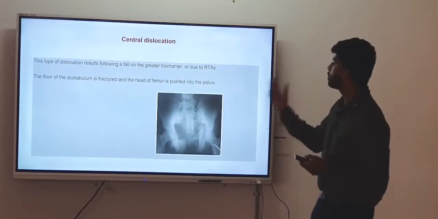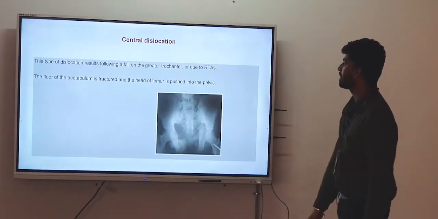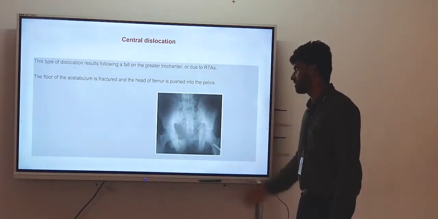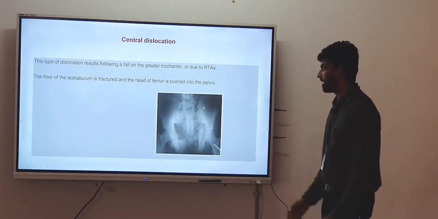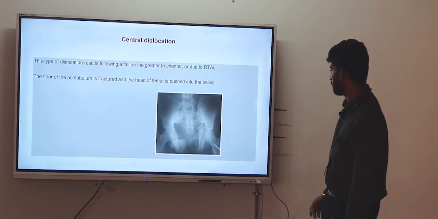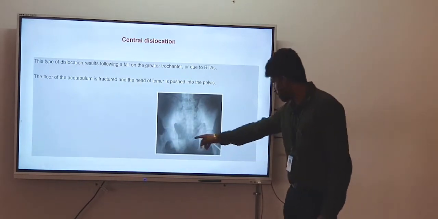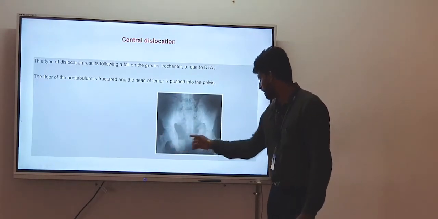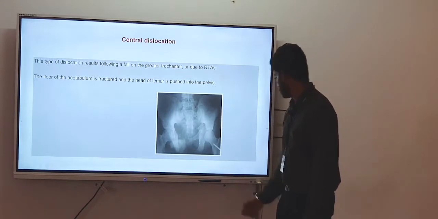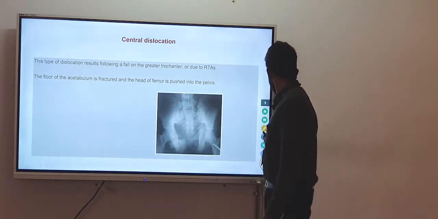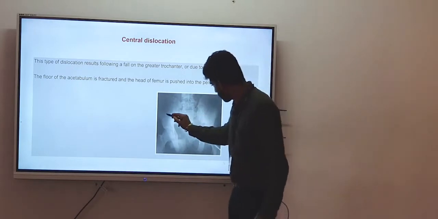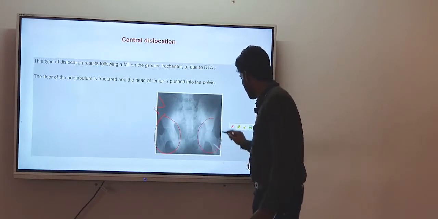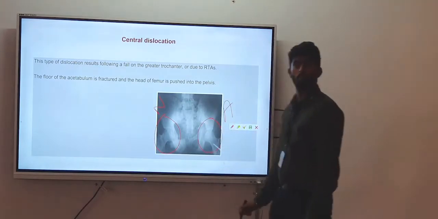Now we discuss central dislocation. This type of dislocation results from a fall on the greater trochanter or due to road traffic accidents. The floor of the acetabulum is fractured and the head of femur is pushed into the pelvis. In the same way, just compare the normal side and the affected side. This is the normal one, and this is the affected one. Alright?